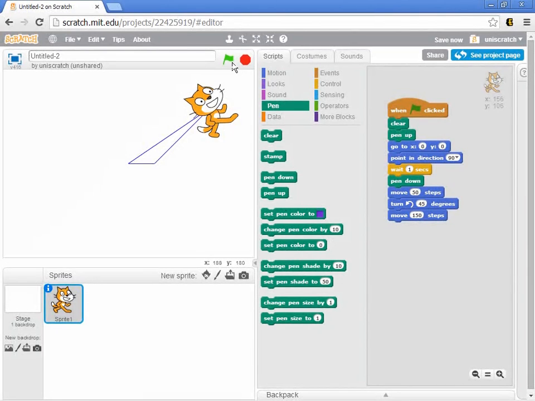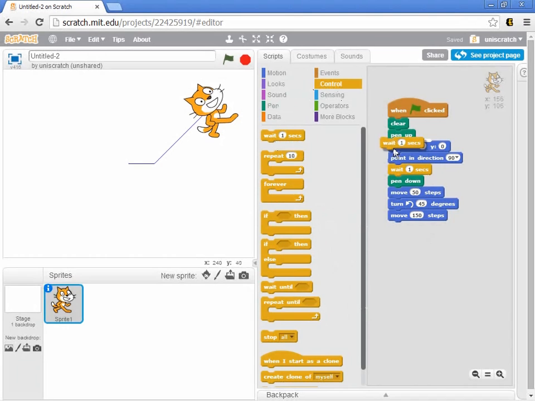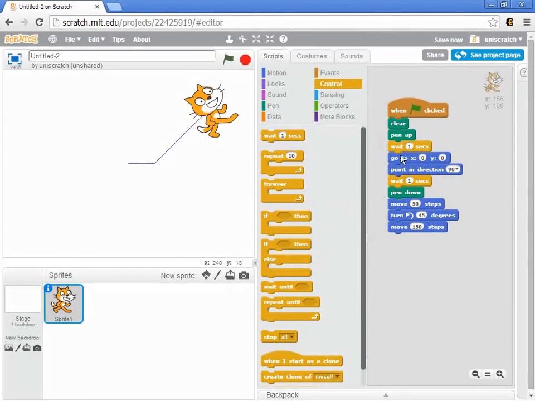And so you can see that right now, right? It's going to go by quickly, but we're going to press the green flag. We cleared, we lifted the pen up, we jumped to the middle, we waited 1 second, we put the pen down, and we moved. In fact, maybe what we want to do is just put a little bit of another wait in there just so you can see that happening, right? Notice what happens. We clear and take the pen up, we jump to the middle, and then we draw.